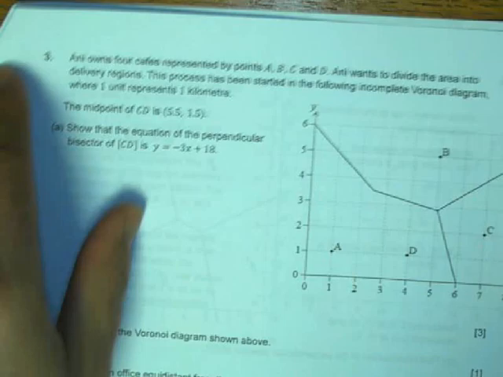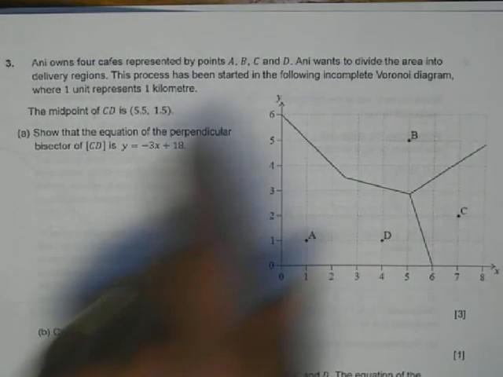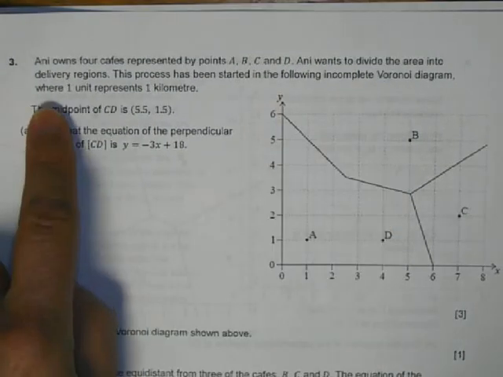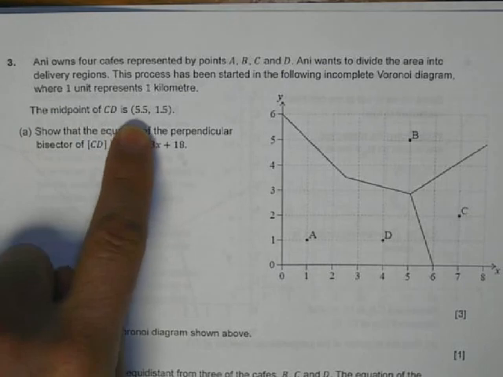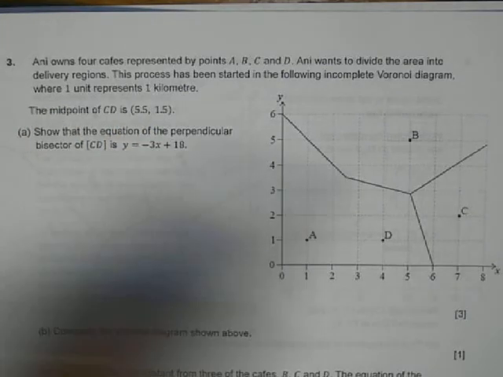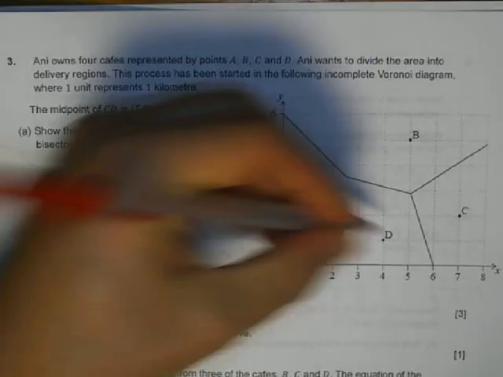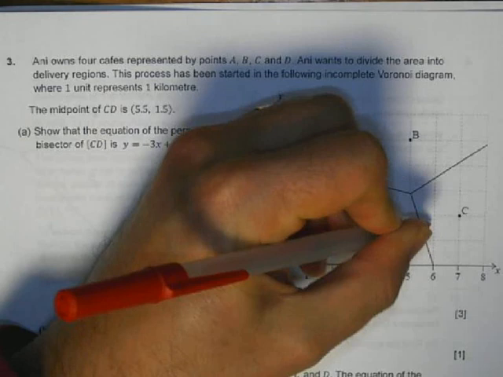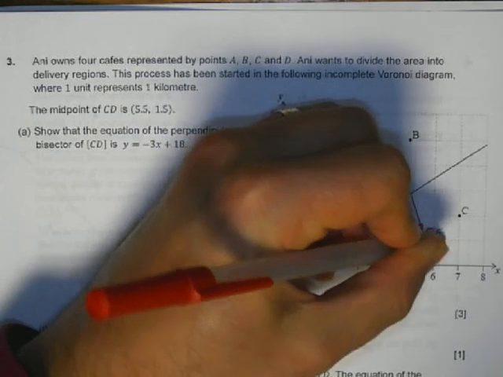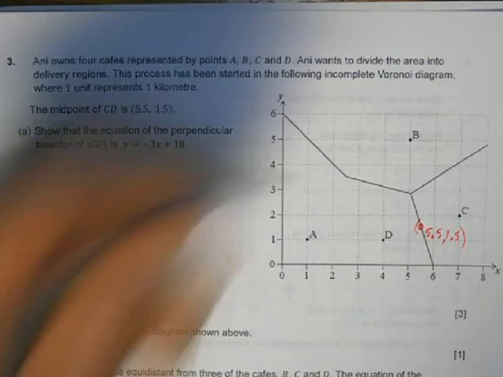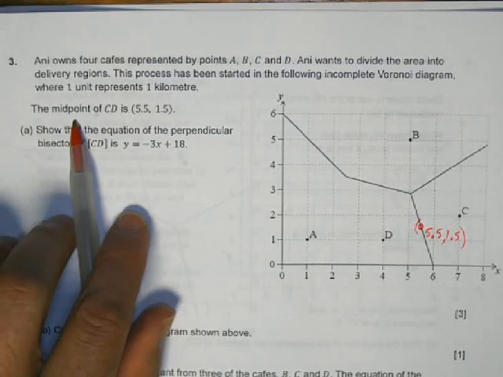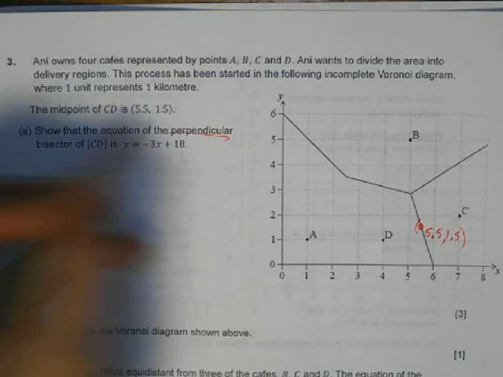All right. So next question. Annie owns 4 cafes, A, B, C, D, and wants to divide the area into regions. The midpoint of C and D is (5.5, 1.5). Show that the equation of the perpendicular bisector is this.